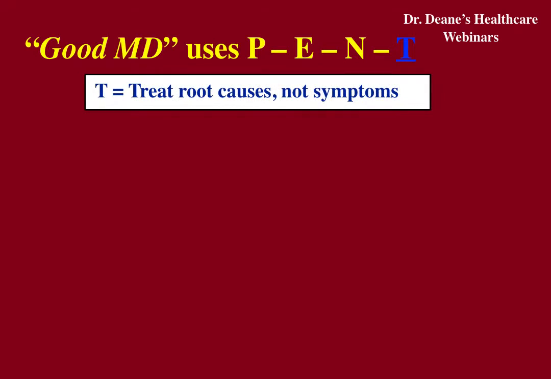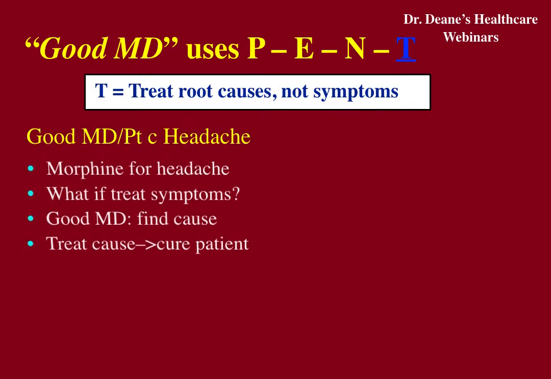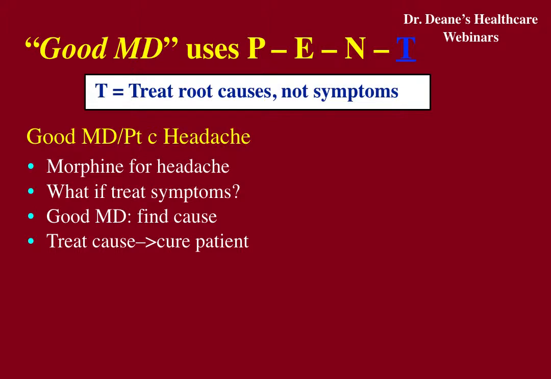Now, finally, a good doctor treats causes, not symptoms. Imagine a patient comes in with a headache. Do I just give him a prescription for morphine and send him home? Of course, with his bill. What if I only treat the symptom and he's got a brain tumor? Well, the answer is a good doctor will do what's necessary to find out the cause of the patient's illness, in this case, a headache, and treat that cause, because that's the only way that you can cure a patient.